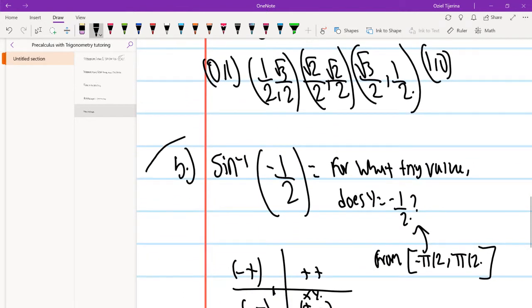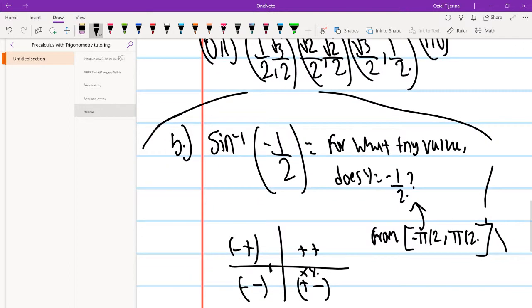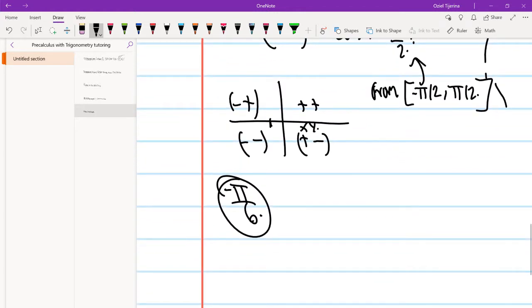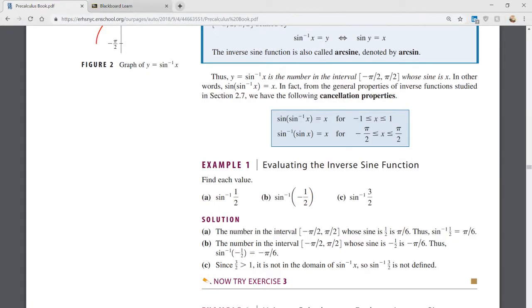This one's kind of hard. I don't know if I've ever done one of these before. But yeah, let's move on to the next one.